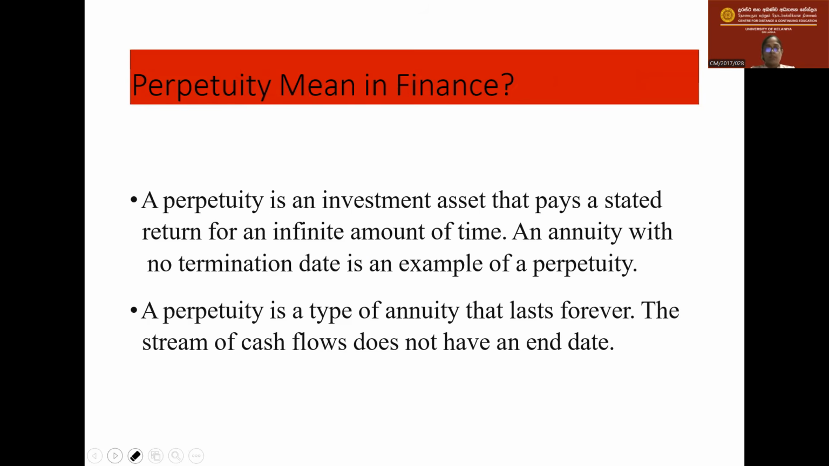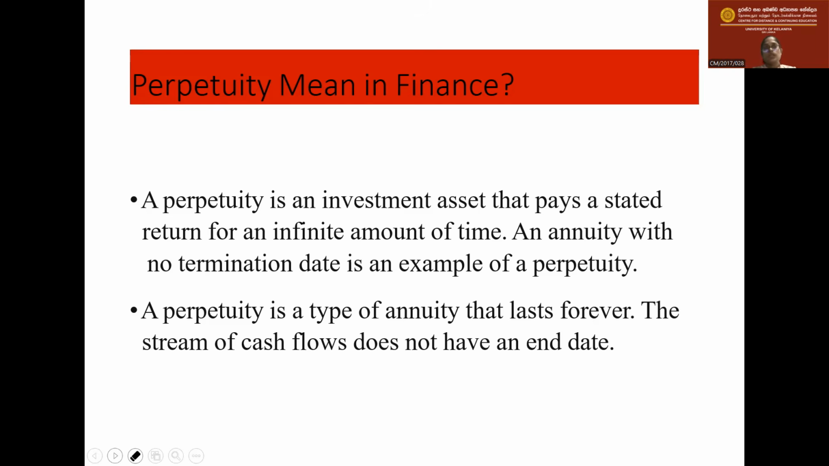Perpetuity meaning in finance. Perpetuity meaning in finance, right? A perpetuity is an investment asset that pays a stated return for a finite amount of time. No, it's an infinite amount of time. It's forever. An annuity with no termination is an example of a perpetuity. A perpetuity is a type of annuity that lasts forever. It's infinite. The stream of cash flows does not have an end date. There is no particular end date. We can't stipulate this is the end date, right?